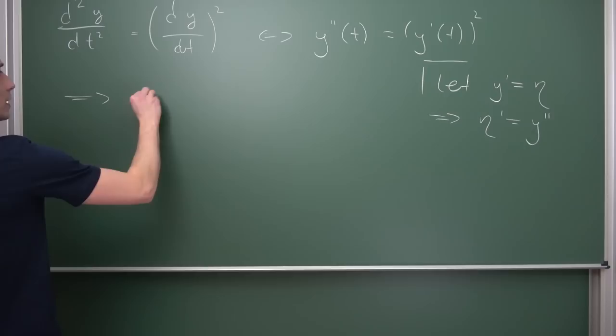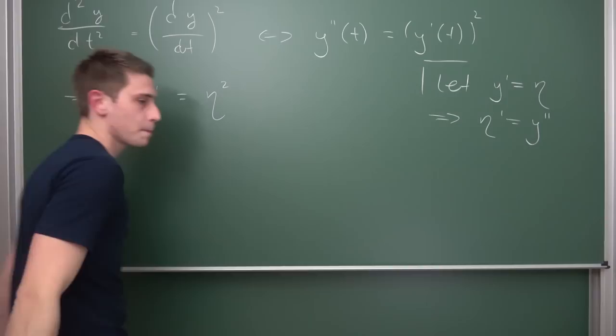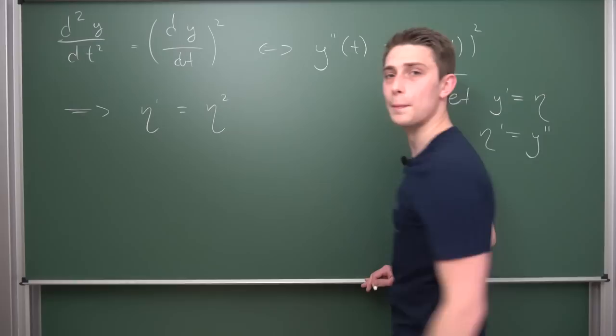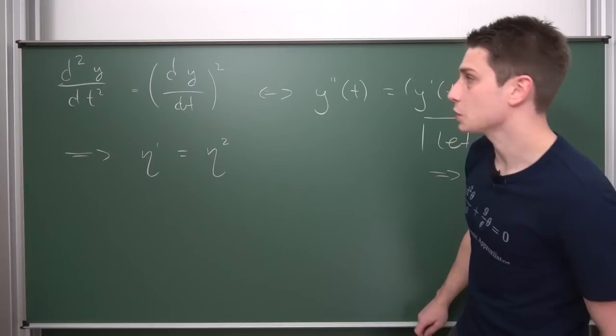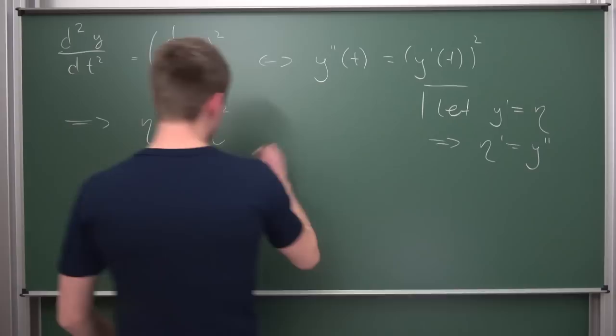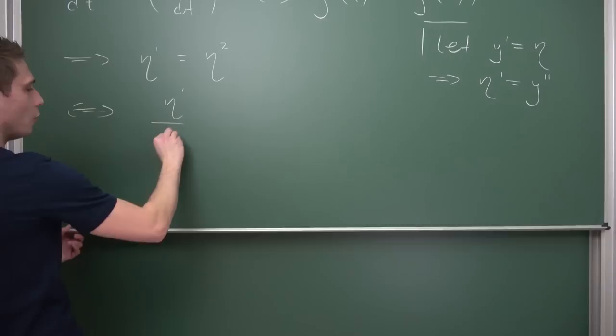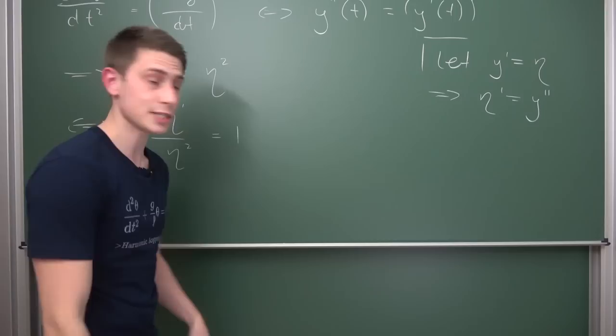So eta prime is nothing other than eta squared. And now we just need to separate both sides. Separation of variables: dividing both sides by eta squared, if it's not equal to zero, since we don't want to consider the trivial solution. The trivial solution does exist: y being equal to zero is actually a solution. So that's equivalent to saying that eta prime over eta squared is nothing other than one. And now we can simply integrate both sides with respect to t.